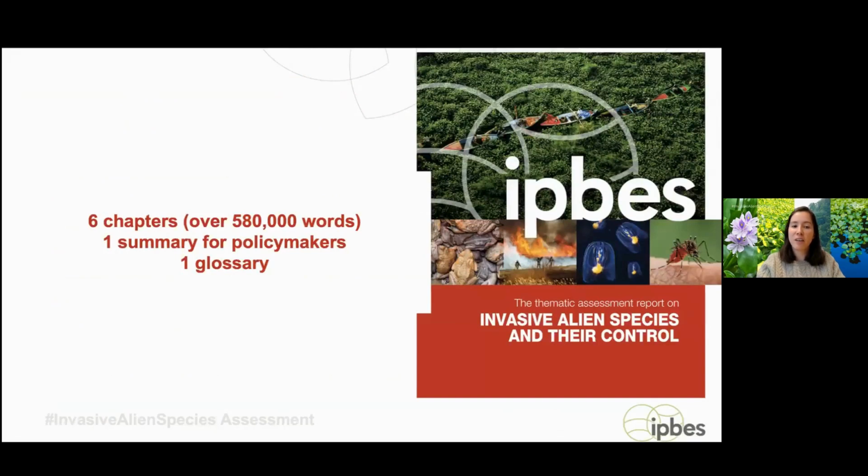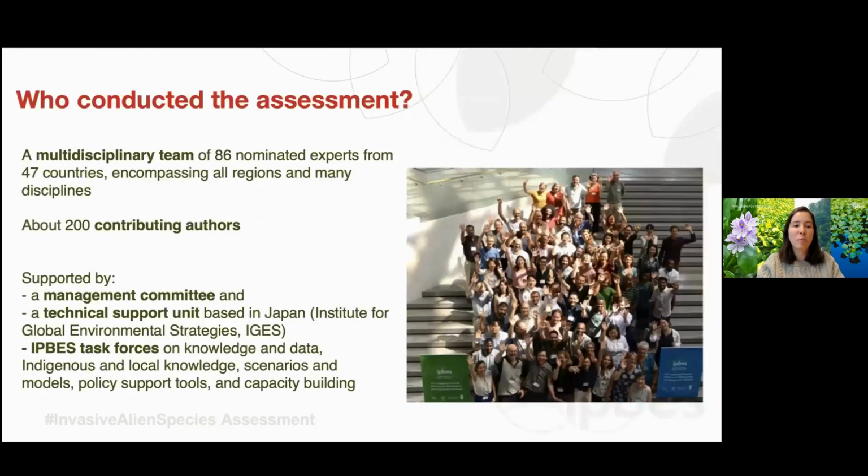And here we are. After 4 years of development, we have 6 chapters, a summary for policymakers, and a glossary. This was very much the result of a group effort. We had an amazing team of 86 nominated experts from 47 countries, encompassing all regions and many disciplines. To help this team, we also had the support of 200 contributing authors, who provided some inputs on some sections and text and data.